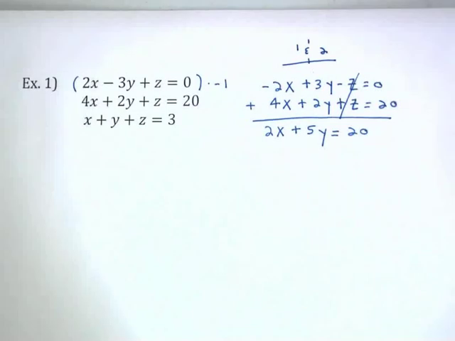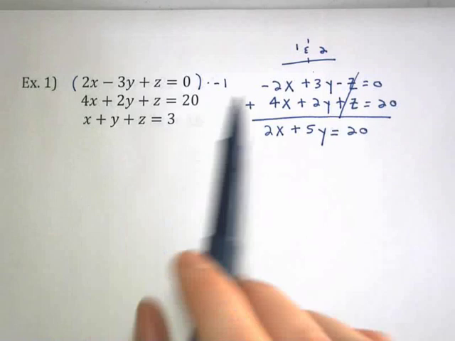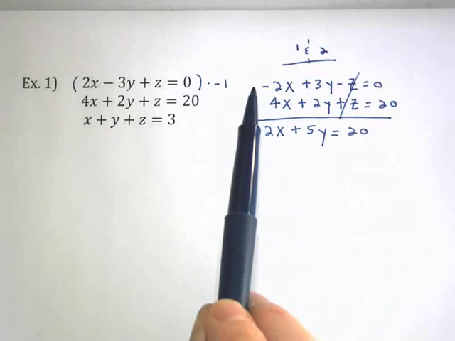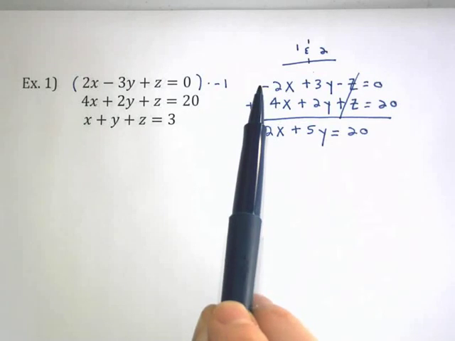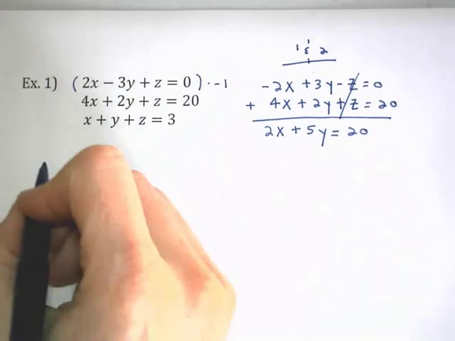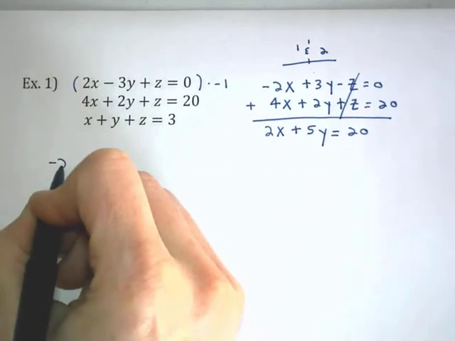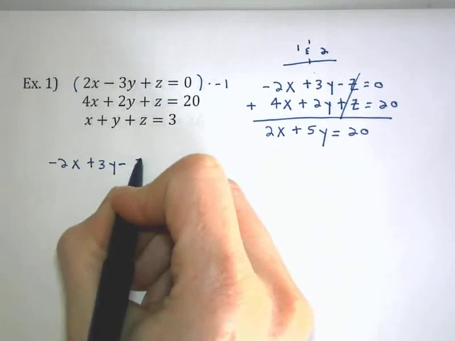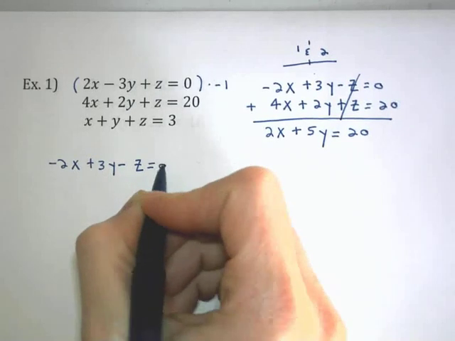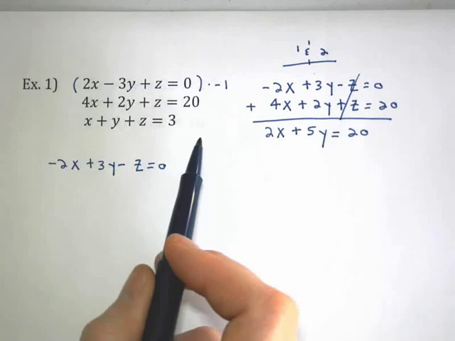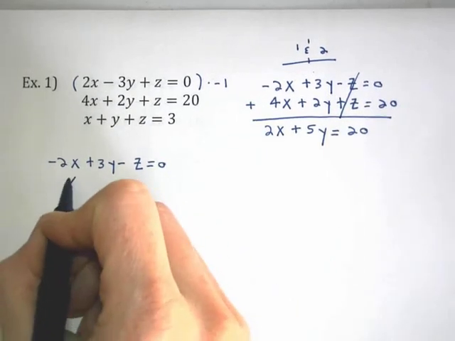I'm going to eliminate z again using equations 1 and 3, but I'm going to use that new equation that I created for the first one when I multiplied by that -1, since that's the equation that has the minus z in it. So I'm reusing this one here. So I'm going to bring that over. It's minus 2x plus 3y minus z equals 0. And then this last equation in the original problem, just x plus y plus z equals 3. I'm going to use that as well.